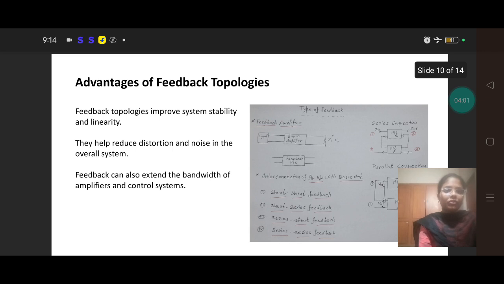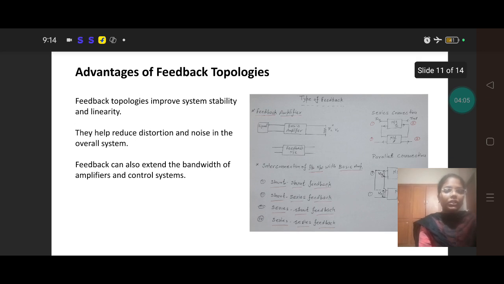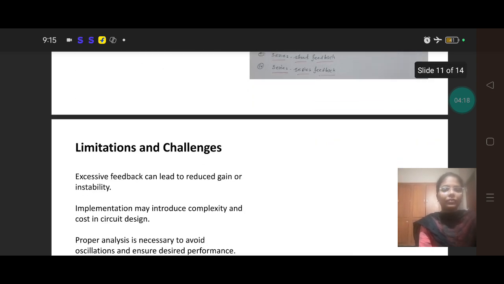Now the advantages of these four types of feedback topologies, ma'am. Feedback topology improves system stability and linearity. It helps reduce distortion and noise in the overall system. Feedback can also extend the bandwidth of amplifiers and control systems.